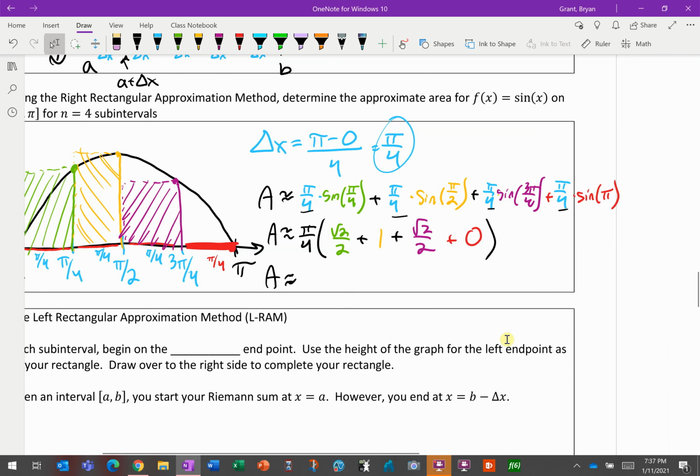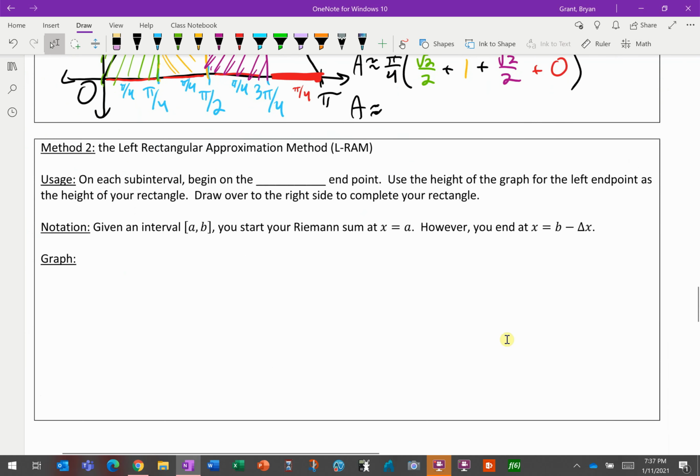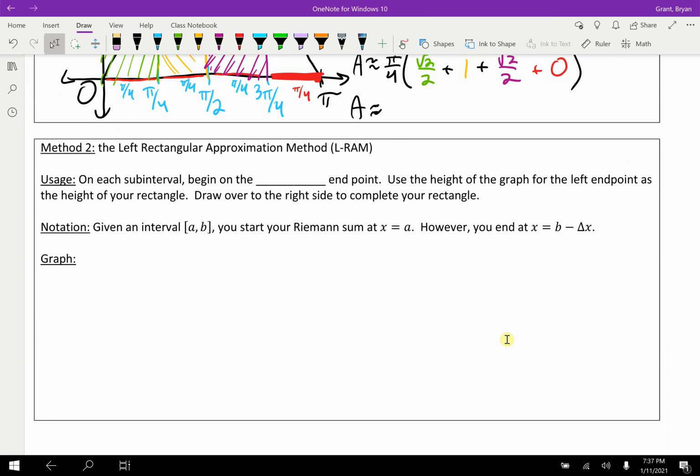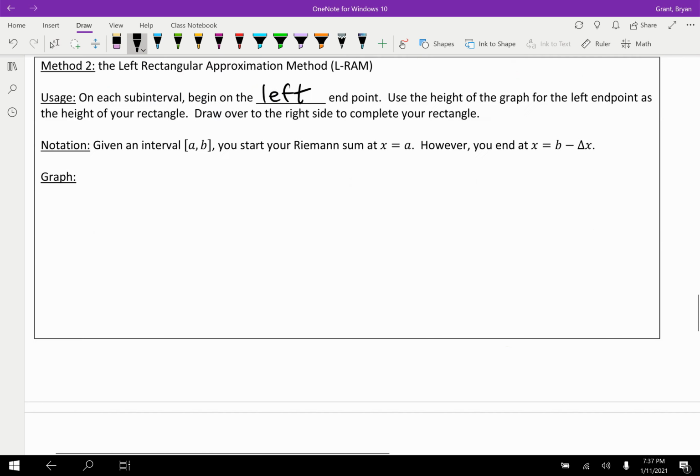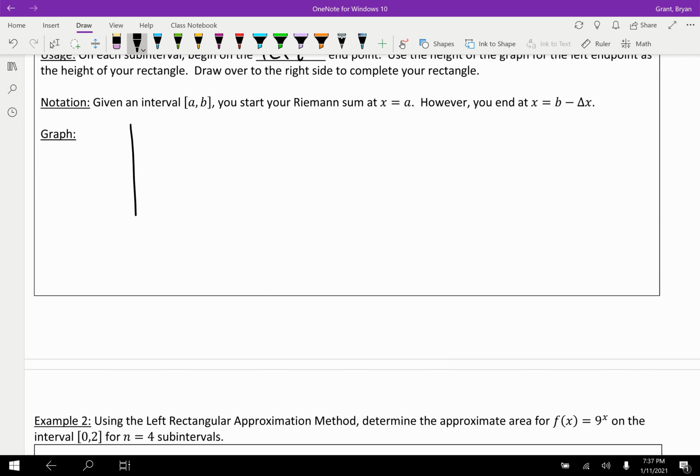Are we done? No, we do need to go over one other approximation method, and our other approximation method is very easy now that we've done the right. This is the left rectangular approximation method. The only difference is on the subinterval, you begin at the left end point. Generic stuff first. First, so we have this piece over here. We are going from A to B.